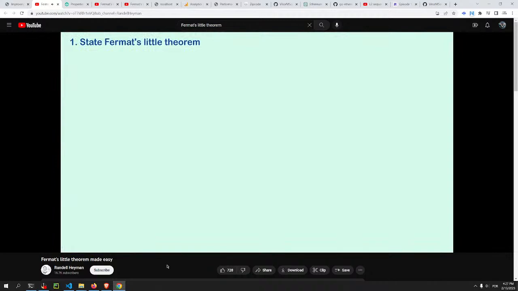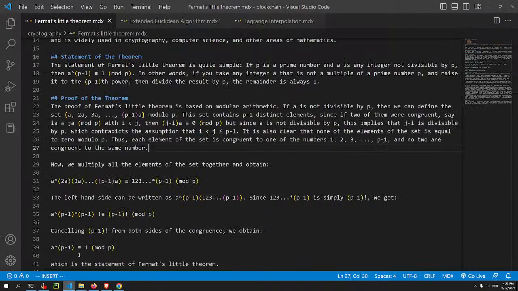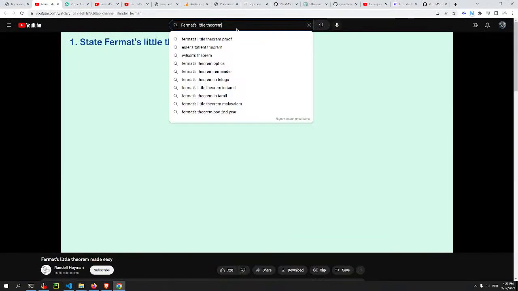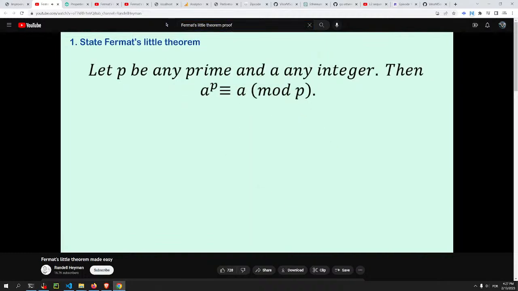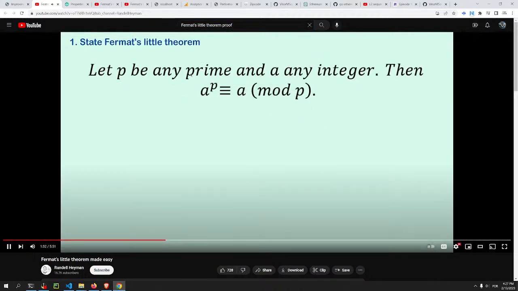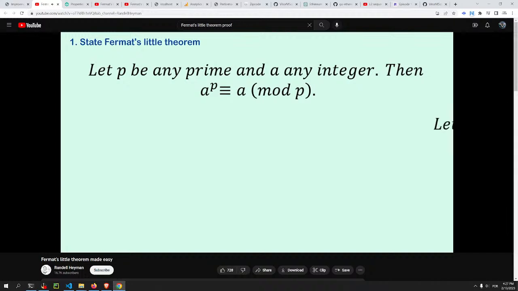So let's go to the first question. Now, I've generally never put on my videos something where it says state a theorem, but you can be asked in your test or exam to state the theorem. So if you want to get some marks for this sort of question, then you better know it. The other reason I wanted to put this type of question up is that there are actually more than one ways of expressing Fermat's little theorem. So here's one that you'd see if you look on Wikipedia. Let p be any prime and a an integer, then a to the power p is congruent to a modulo p.